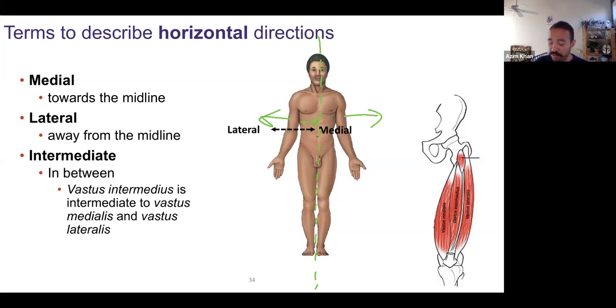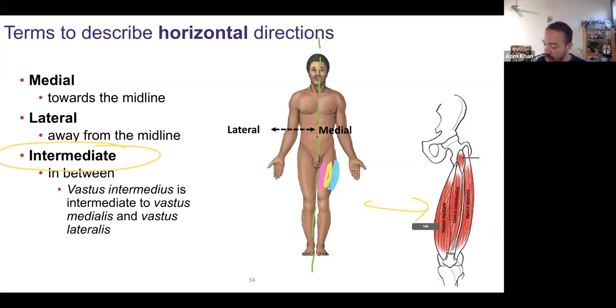Sometimes we need an even more specific term. This is our midline, but then there's something here in pink, there's something here in blue, and then there's something here in yellow in the middle. What's a term for something not towards a midline, but in between the most lateral and the most medial things? The term for that is intermediate.